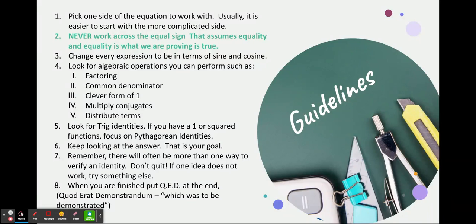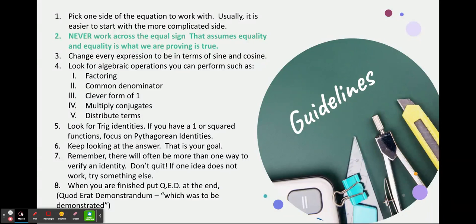5, look for trig identities, those identities that we just looked at. If you have a 1 or squared functions, focus on the Pythagorean identities. Often the reason why you multiply by conjugates is to create those Pythagorean identities. 6, keep looking at the answer. That is your goal. Keep your eye on the prize, so to speak. Kind of know what you're trying to get to. It might help you make decisions on what you should try.